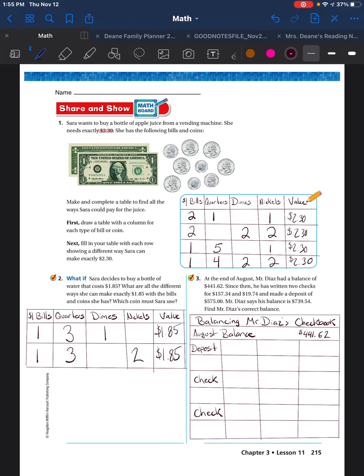And it does ask which coin must Sarah use, and the coin that she would have to use no matter what would be a quarter to be able to get 85 cents.